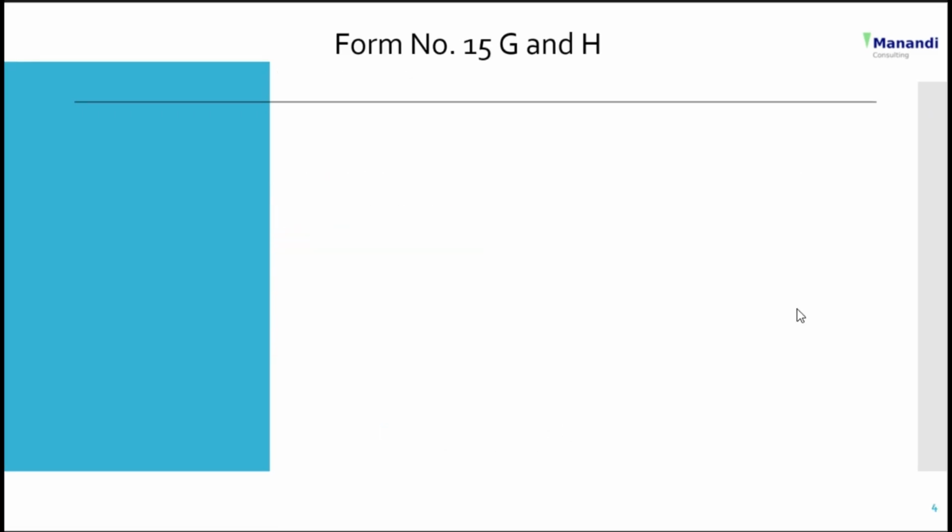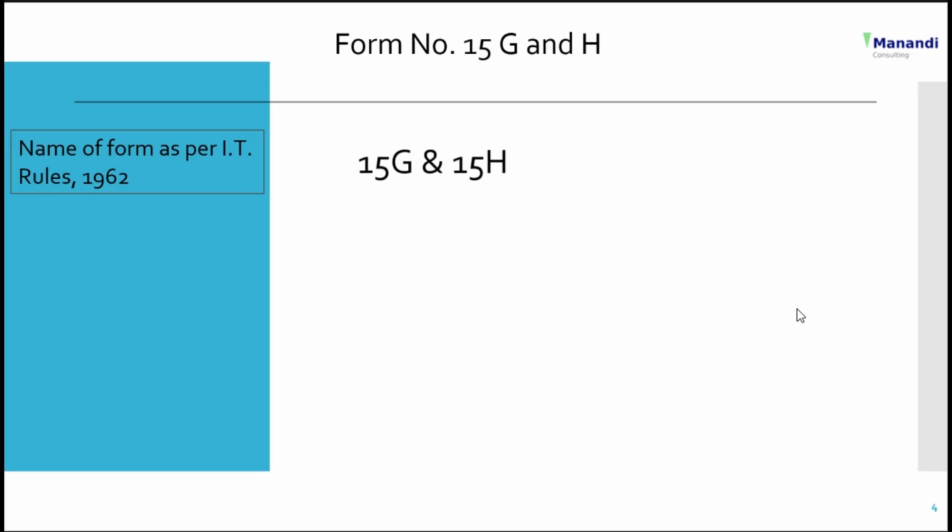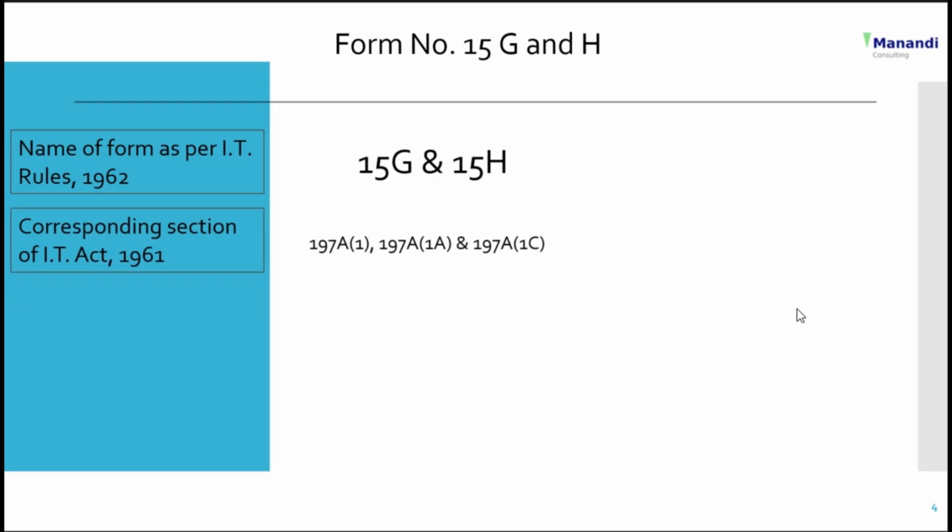Let's briefly understand form number 15G and H, which was as per the old IT rules and Act. The name of the form as per IT Rules 1962 is 15G and H. The corresponding section of the IT Act 1961 is 197A, 1A and 1C. Then the corresponding rule is 29C.